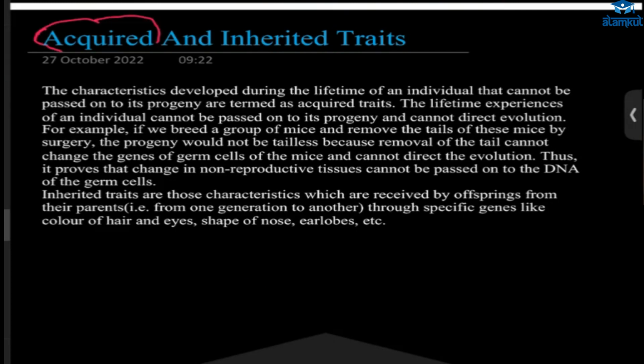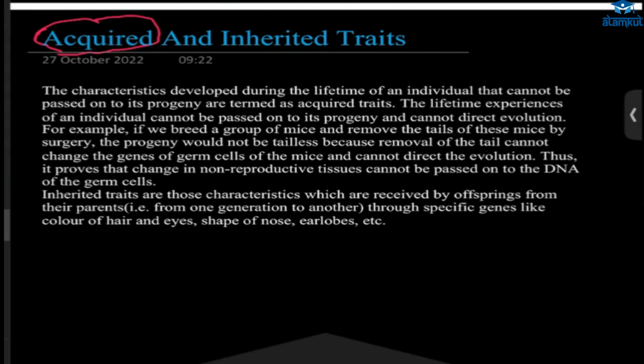So acquired is what? An individual acquires a trait during their lifetime, and it is not passed to the next generation. That is an acquired trait. For example, in mice, if we cut the mice's tail, what will happen in the next generation? Will there be tailless mice? No, the mice will have tails. That character is an acquired trait.